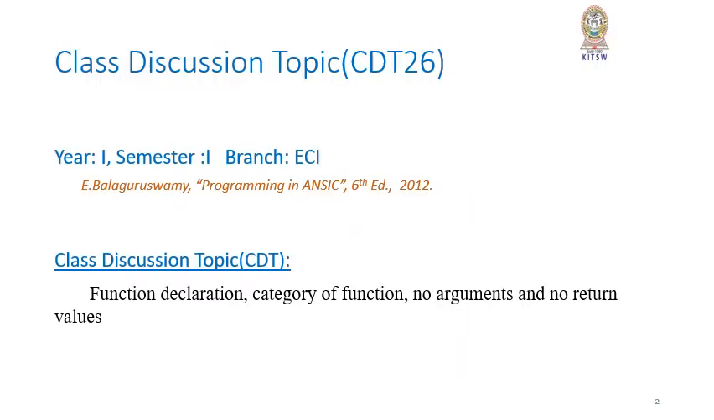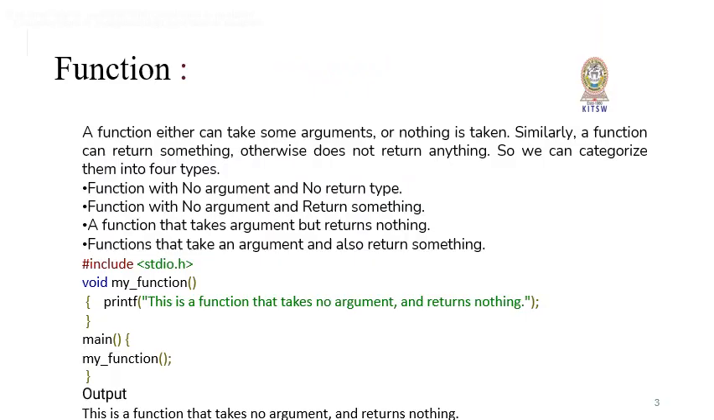Students, so today we are going to discuss function declaration and categories of functions with no argument and no return values. So this is a function. As we have already seen, there are four categories of function which we can use. Among those, first we are going to see how to declare a function with no argument and no return type.